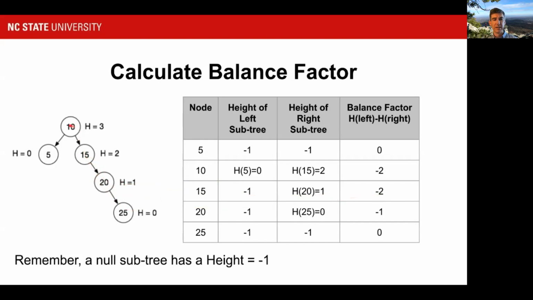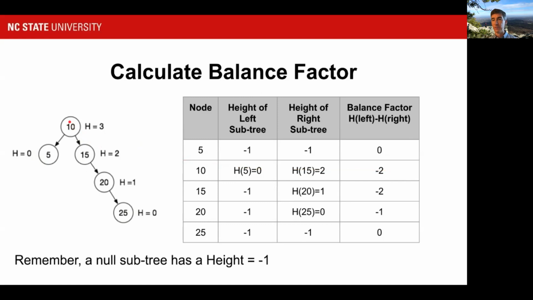And then when we get to 10, the height of its left node is 0. So this tree has a height of 0. And then its right subtree has a height of 2. And so then we say 0 minus 2, and we get a balance factor of -2. So we're again saying that 10 is really heavily slanted toward the right.